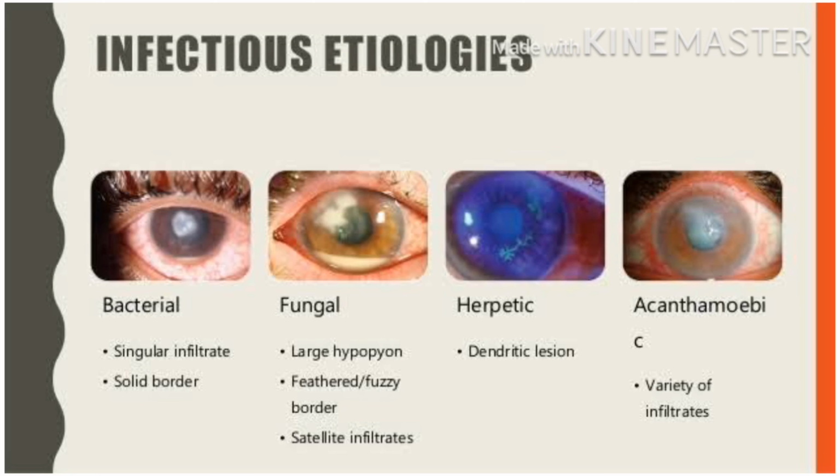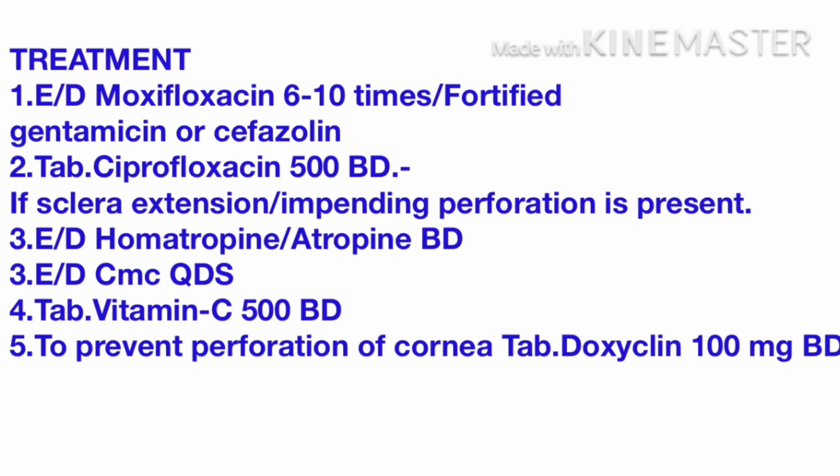And we need to add tablet ciprofloxacin 500 BD if there is scleral extension of the ulcer or if there is any impending perforation, and eye drop CMC QDS for lubricative action. And to prevent the perforation of the cornea, we need to give the tablet doxycycline 100 mg BD. So this is the treatment of bacterial ulcer.